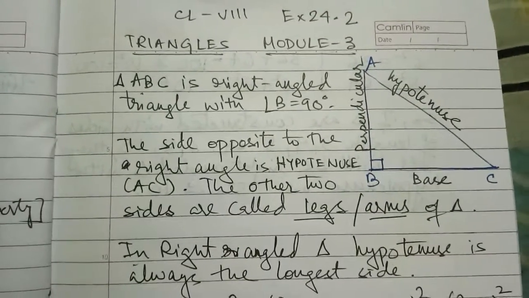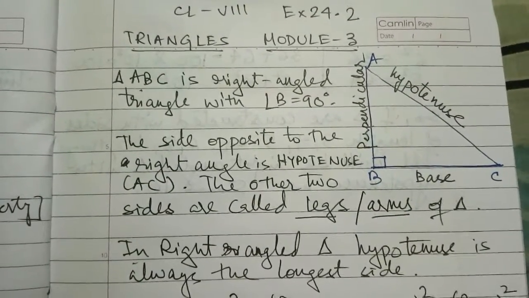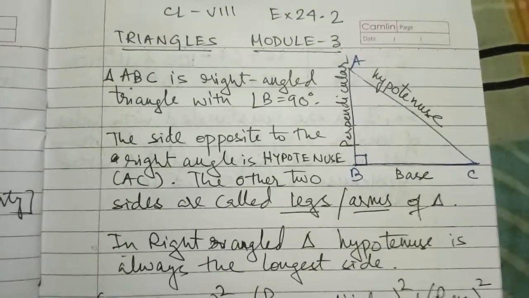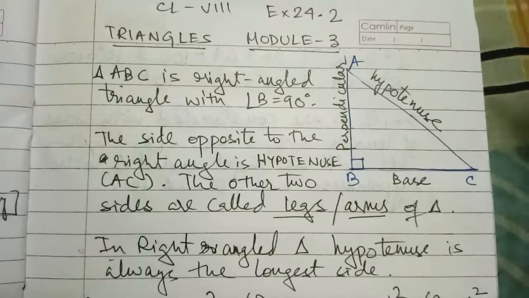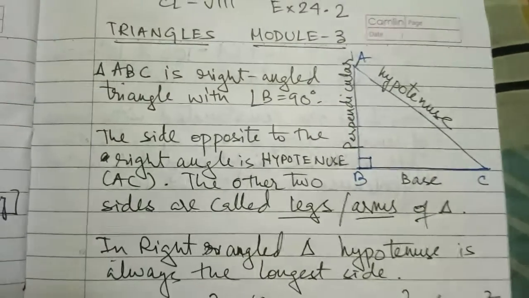Today we'll continue with the triangle chapter, but with the second exercise, that is exercise 24.2. Before I start with the exercises, there is something we must know about triangles, that is the right angle triangle. We'll learn today the Pythagoras theorem and Pythagorean triplet also.